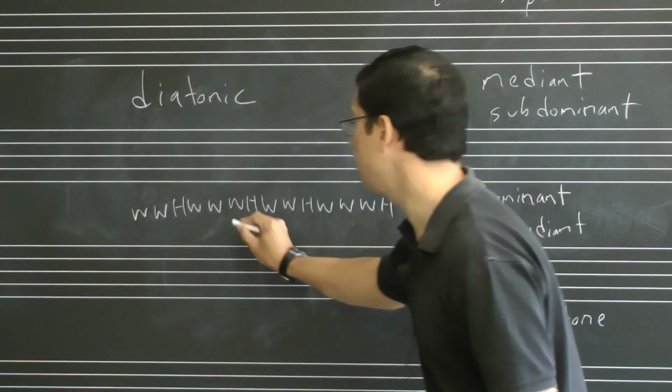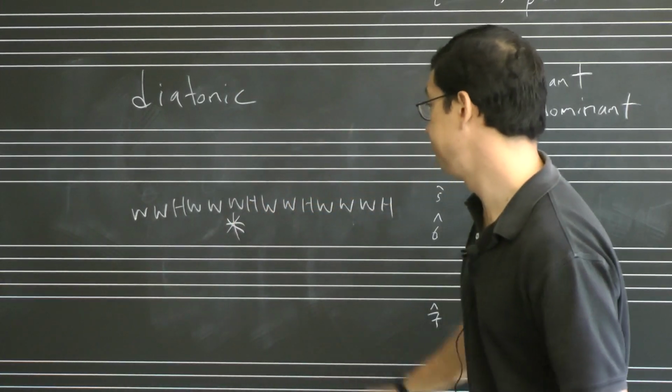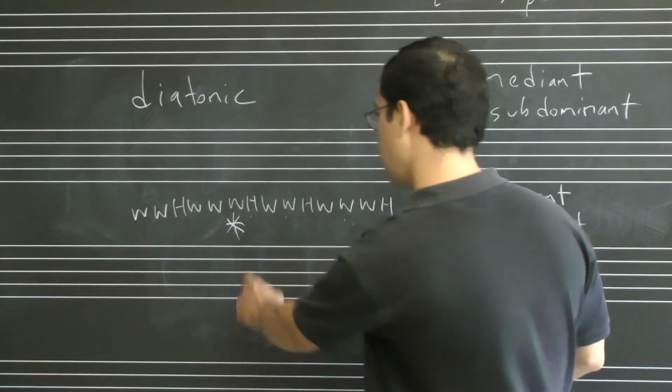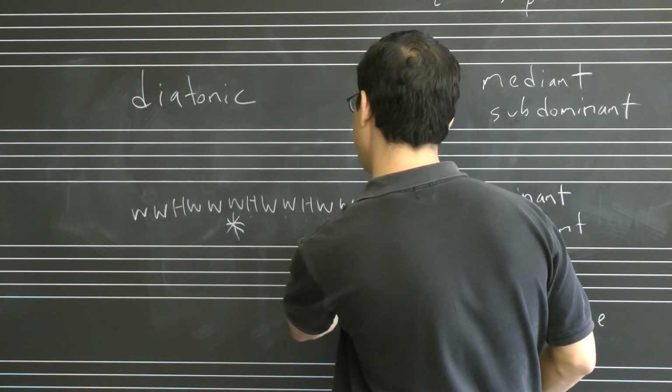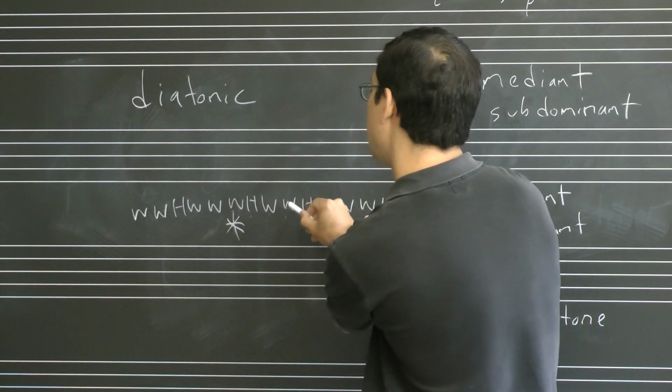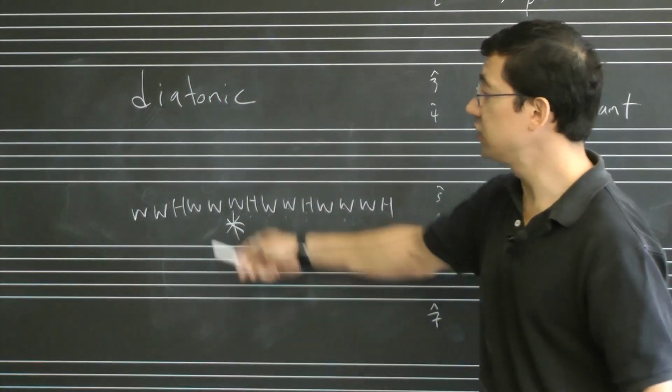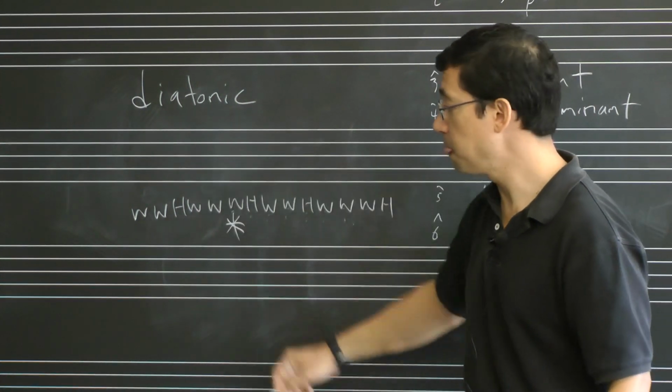I can start anywhere. I can start right there. Whole, half, whole, half, whole. Wait, how many? 1, 2, 3, 4, 5, 6, 7, 8. There we go. Whole, half, half, whole. That can be a scale too. That's a diatonic scale again.